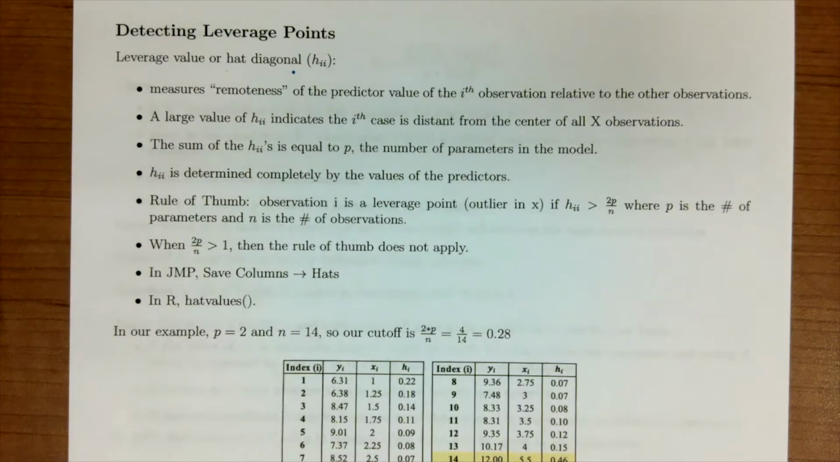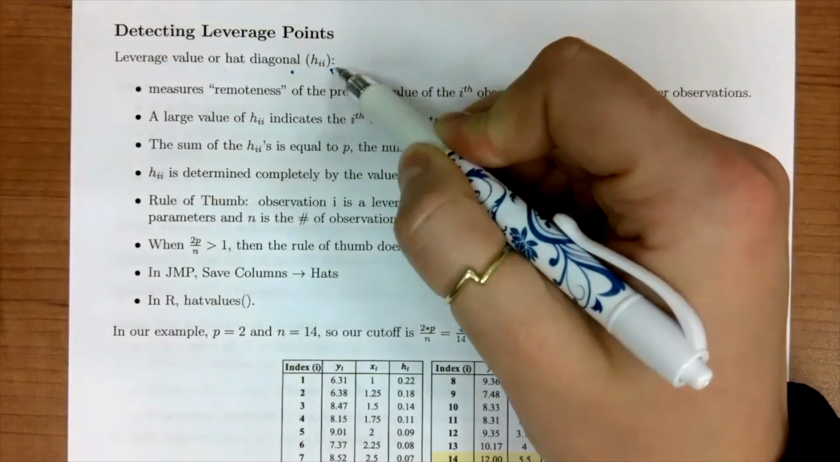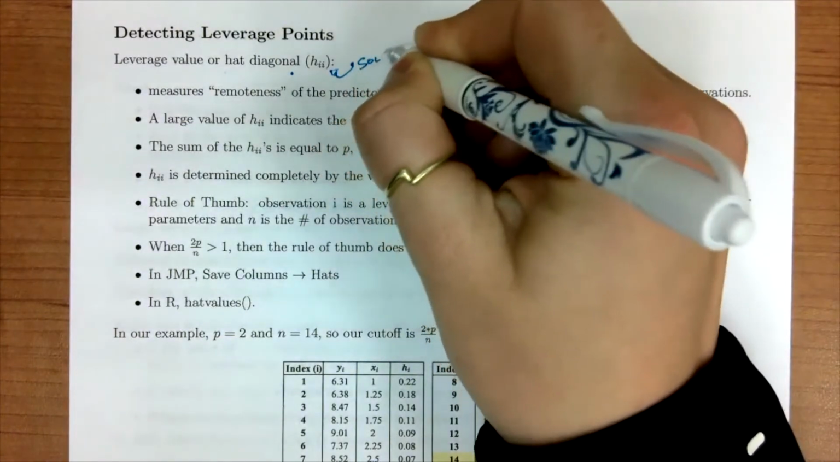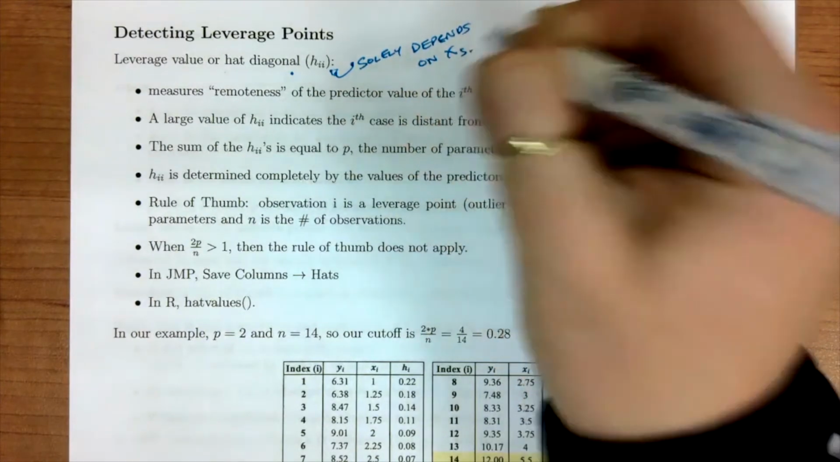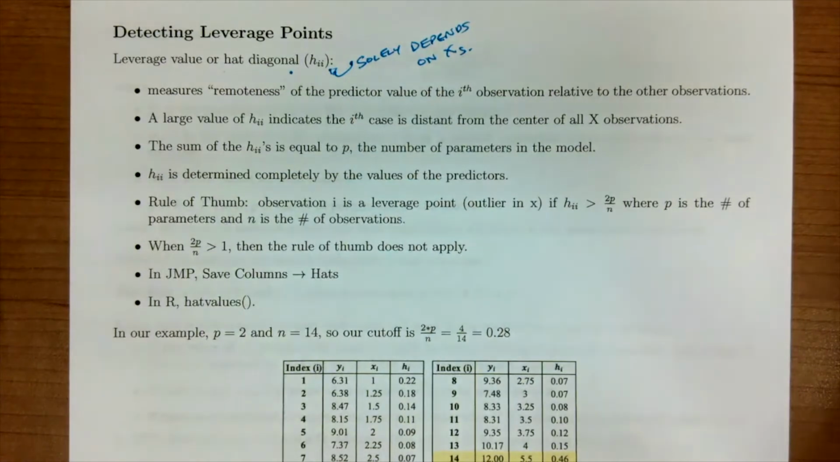What I want to tell you about this hat diagonal is that it solely depends on the values of the x's, and it's only going to tell us the remoteness. So this value solely depends on x's. Okay, so that's the whole idea. Large values of this hat indicate that the ith case is distanced from the center of all the x's. The sum of the hat values is going to be equal to p, the number of parameters in the model.